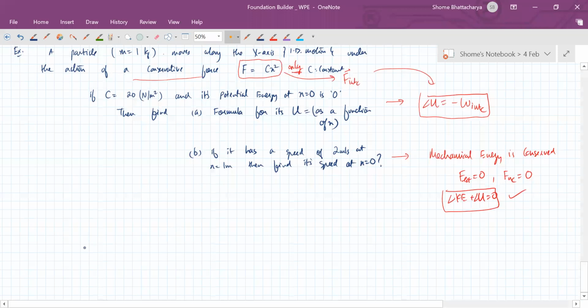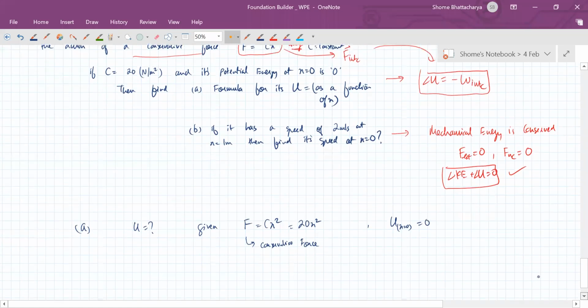Okay, so let's start with the first part. We want to find the formula for potential energy. Given to us is that the conservative force is Cx squared, that is 20x squared, where C is 20. This is the conservative force. Also given to us is that the potential energy at x equal to 0 is 0. This information is also given to us.